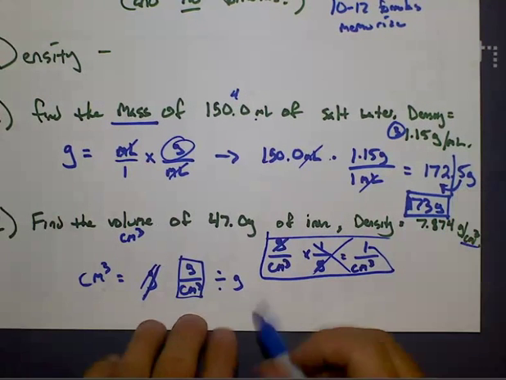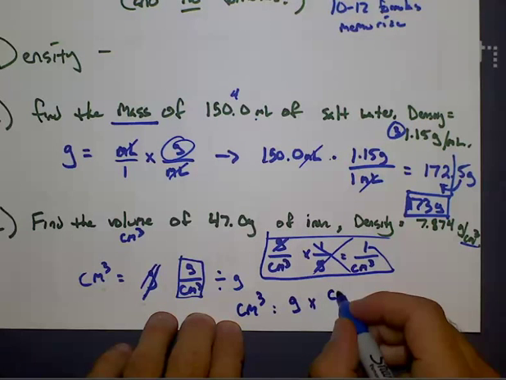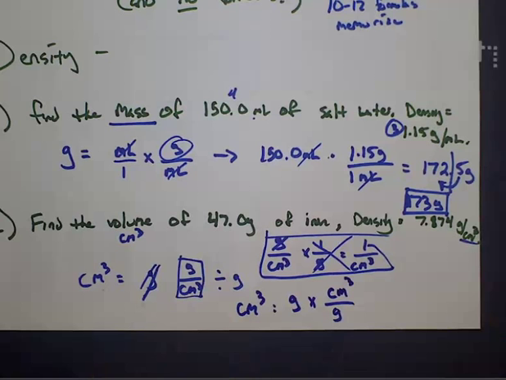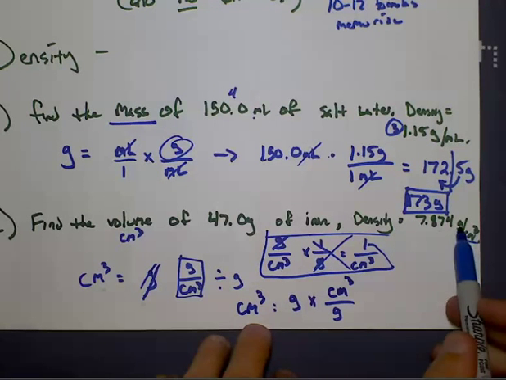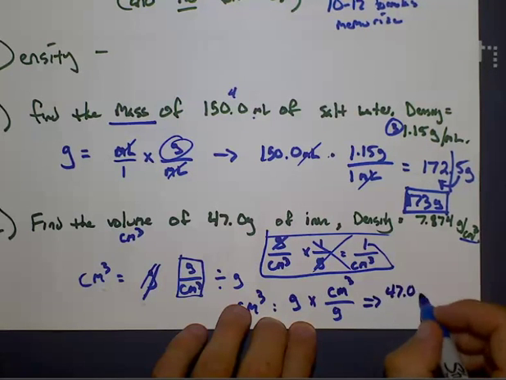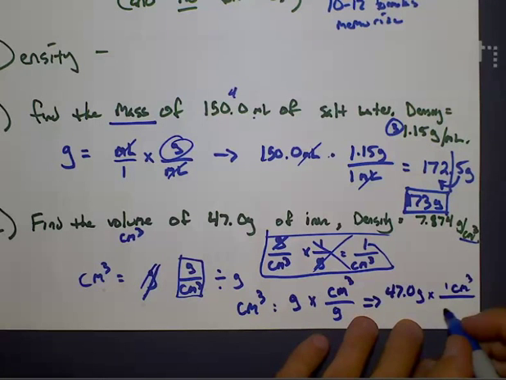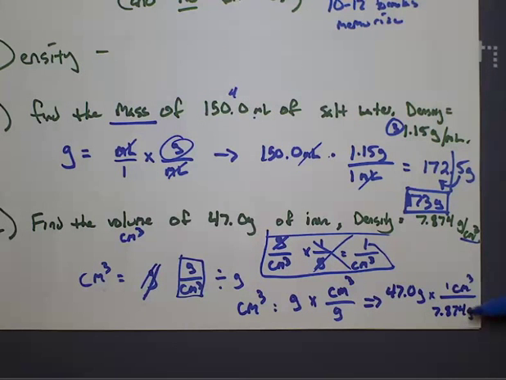What I'm really going to want to do, let me slide this up a little bit so we've got more room, is take my grams and multiply by cubic centimeters over grams. Keep in mind that this grams is per every 1 cubic centimeter, so if I set this up: 47.0 grams times 1 cubic centimeter for every 7.874 grams. Now it's a ratio of volume to mass. This is equivalent: 7.874 grams for every 1 cubic centimeter also means 1 cubic centimeter for every 7.874 grams. So it doesn't matter the way I set it up.